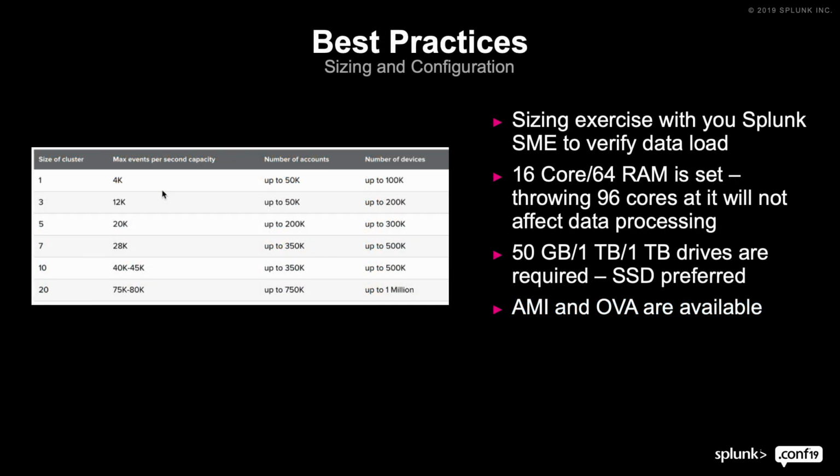Here's the sizing. This one always throws people for a loop, especially the second bullet. It's set: 16 cores, 64 gigs of RAM. If you give me a 96 core box, guess what UBA is going to use? 16. Space is not a huge requirement. And we always have AMI and OVA available for easy deployment, but we do offer bare metal installations as well.